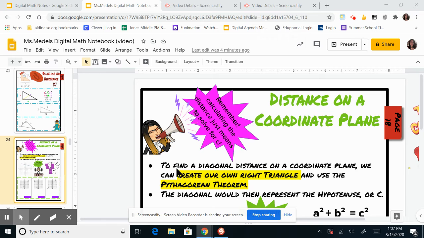So, couple of notes. To find a diagonal distance, and that's what it's called, it's a diagonal, right? Distance on a coordinate plane, we can create our own right triangle and then use the Pythagorean theorem. Okay, so 2 steps: make your right triangle and then use your Pythagorean theorem. The diagonal would then represent the hypotenuse, or C.